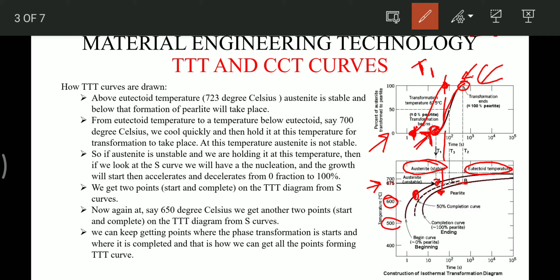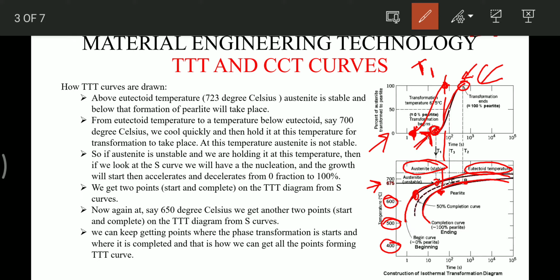Similarly we can get it for 500 degrees Celsius and 400 degrees Celsius, and when we join all the starting points and the end points together, the curve which is formed is called the time temperature transformation curve. Hope this is understood, friends.